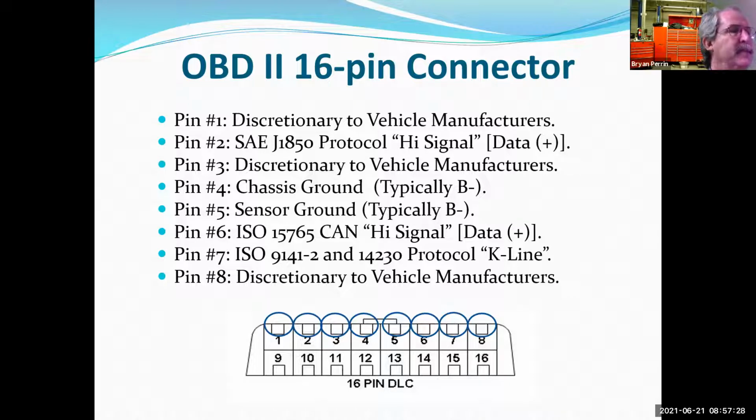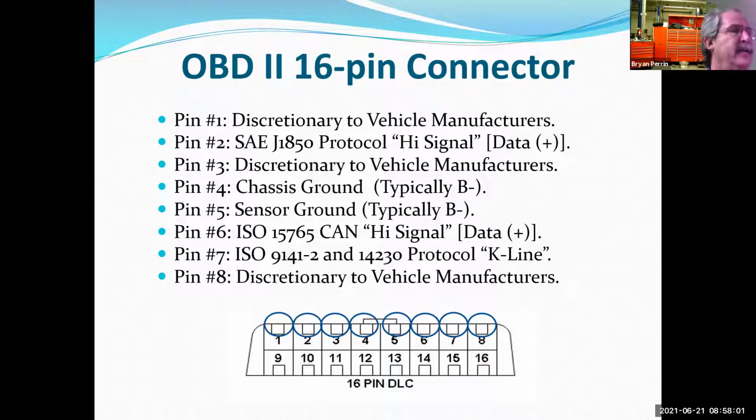Pin 6 is for our CAN system high. Pin 7 is a communication pin for ISO 9141. That is your European vehicles. Also KWP 2000, which is a lot of your Asian vehicles. So Asian and European vehicles used pin 7 back in the day, and domestics used pin 2 or pins 2 and 10. Now everyone uses pins 6 and 14 for CAN. So since 2008, 6 and 14 is our communication protocol.